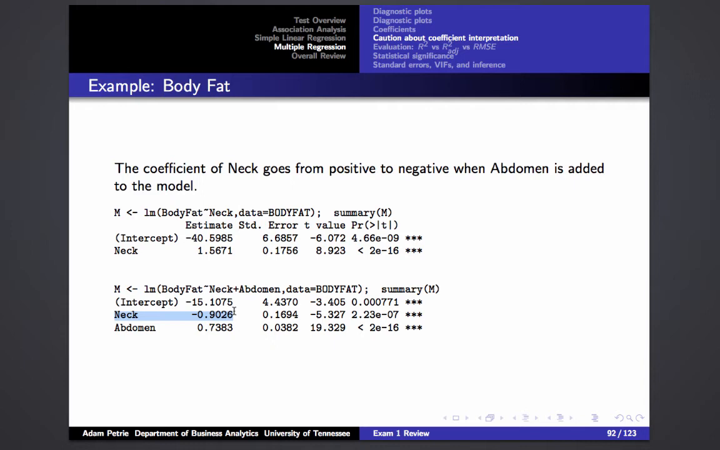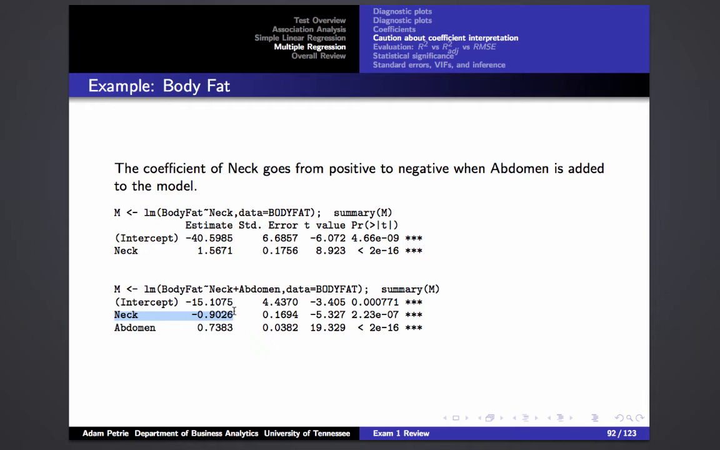Well, maybe it's the case that if you have the same abdomen size as someone else, but you have a thicker neck, the only way for that to happen is to have a very muscular neck. And the more muscles you have, well, the smaller your body fat percentage. So maybe this makes sense after all.